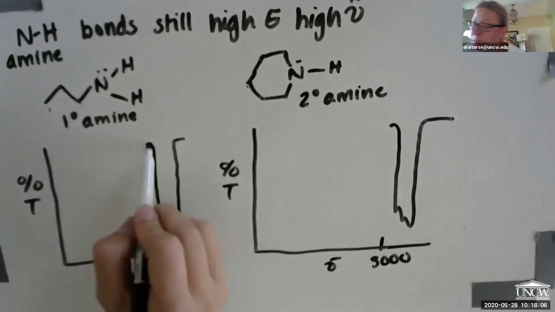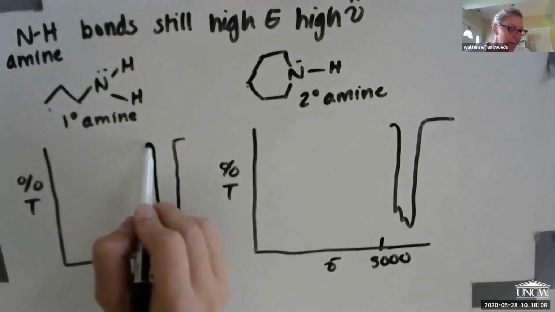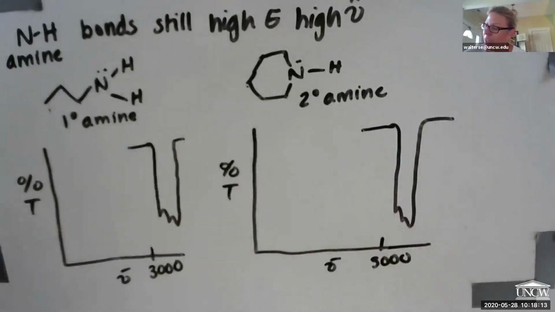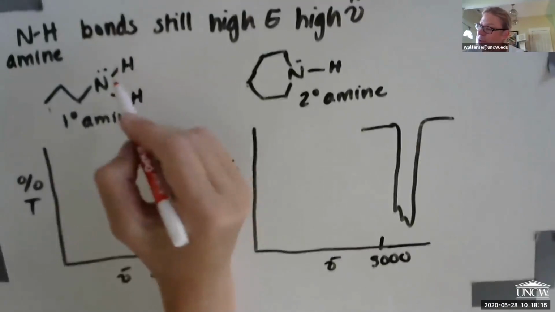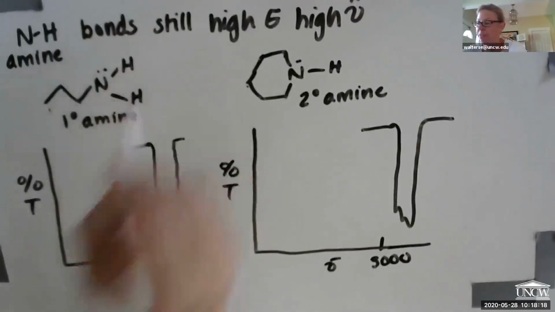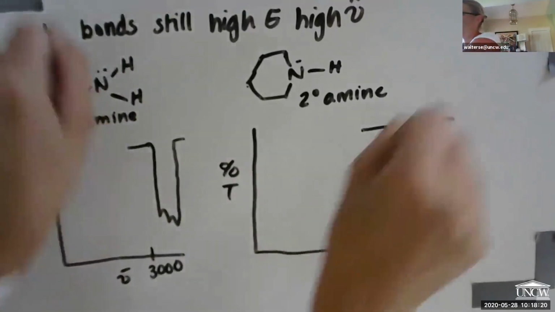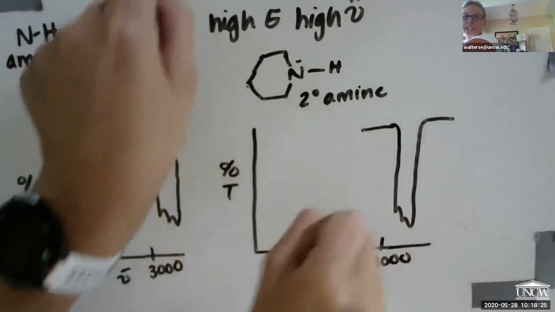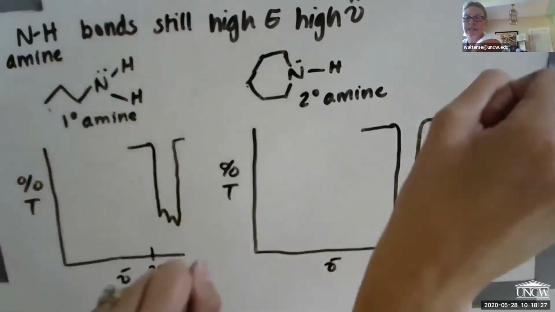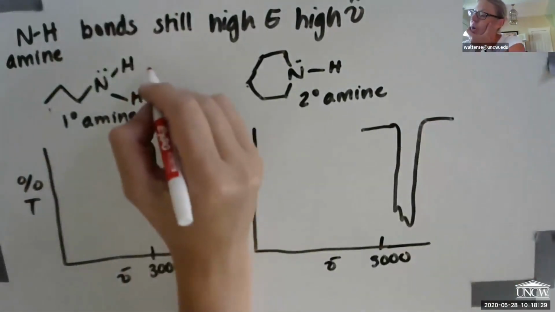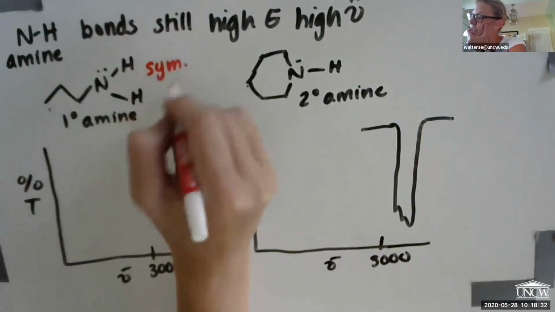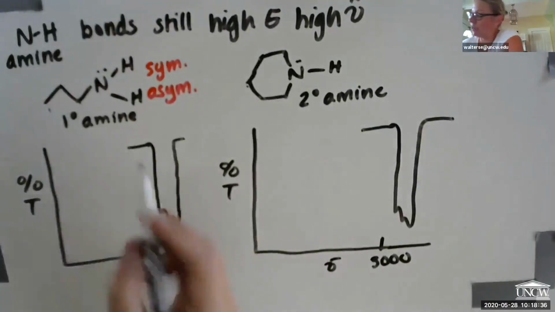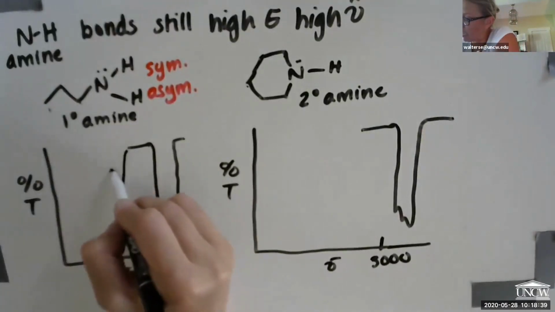sp3 carbon to hydrogens. The difference is going to be on the side higher than 3000. In this bond, you have two hydrogens. They can either be stretching in phase, which is called symmetric, or one can go in and one can go out. That's called asymmetric. So you're going to get a symmetric stretch and an asymmetric stretch. All that means is that when you come over here, you're going to see a double thing like that.